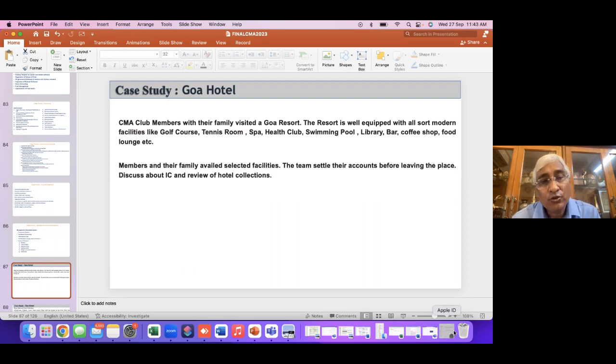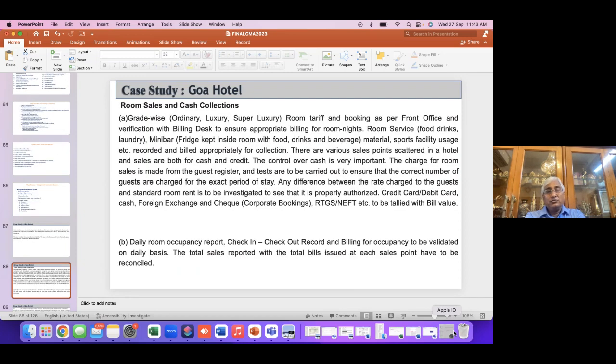Discuss internal control and review of hotel collections. So now you are to dish out the process gaps, how to pick up those process gaps, and how to ensure that these process gaps do not happen. So the control measures are such that there is no revenue leakage. Room sales and cash collection is a process where you can see grade-wise ordinary room, luxury room, super luxury room, all with different room tariffs and booking as per front office, and verification with the billing desk to ensure appropriate billing for the room nights.